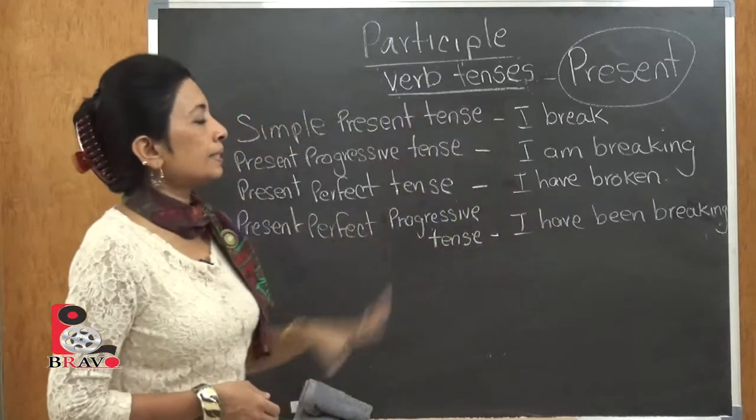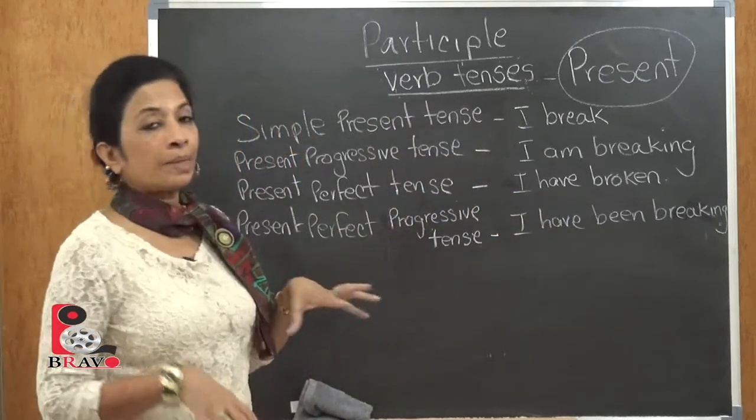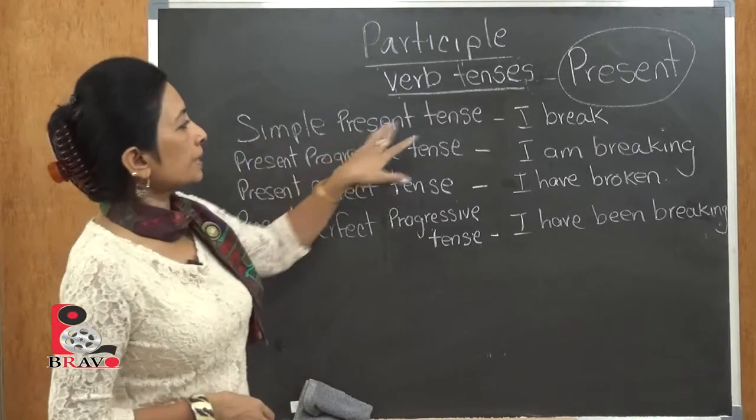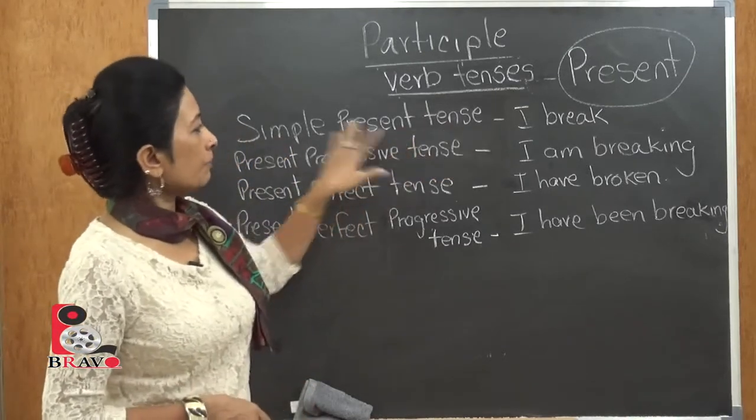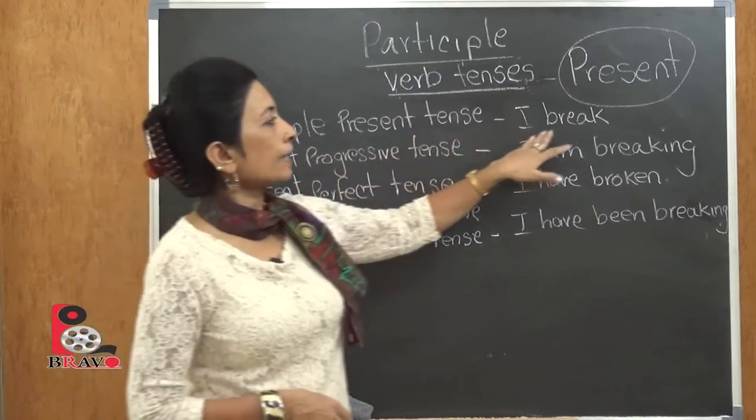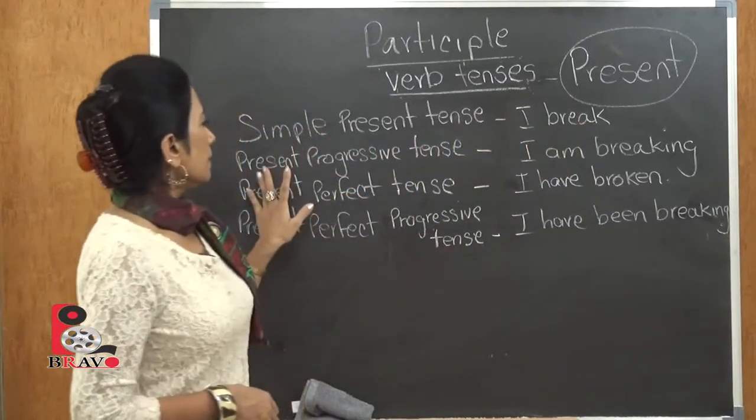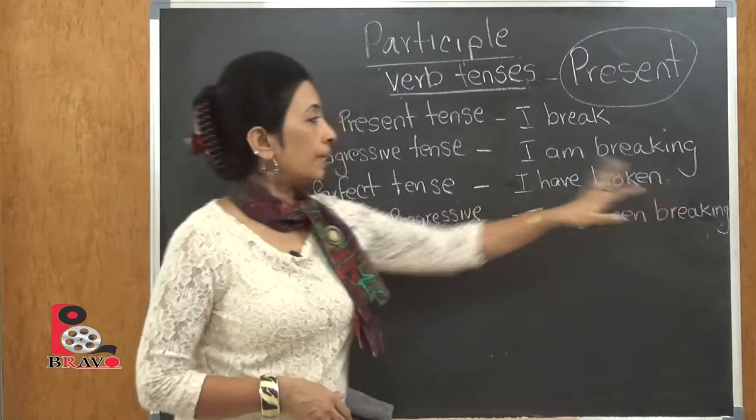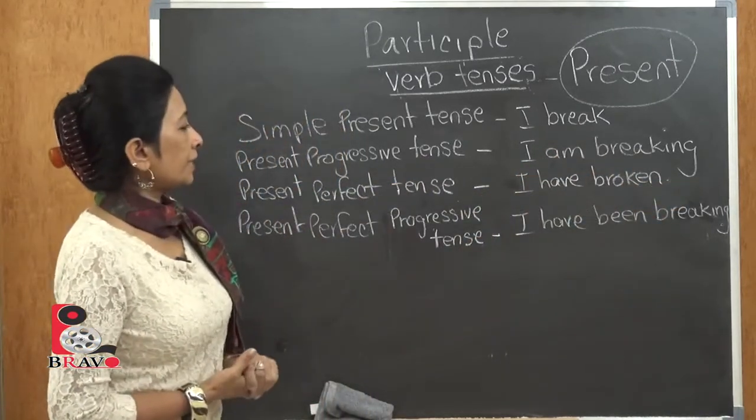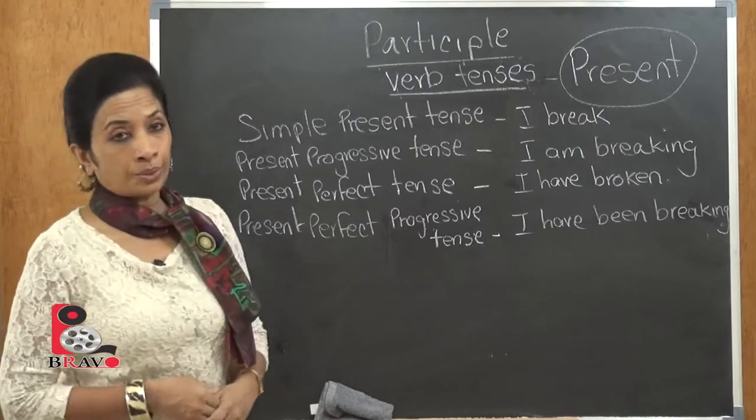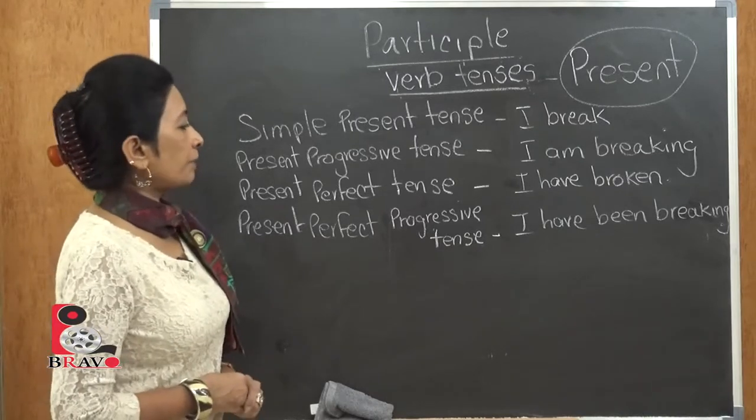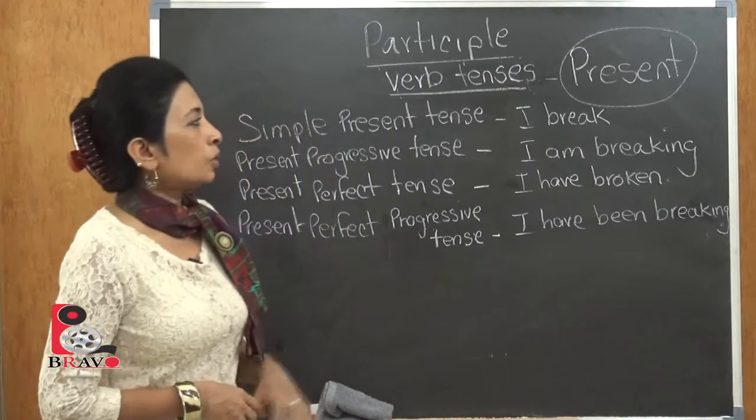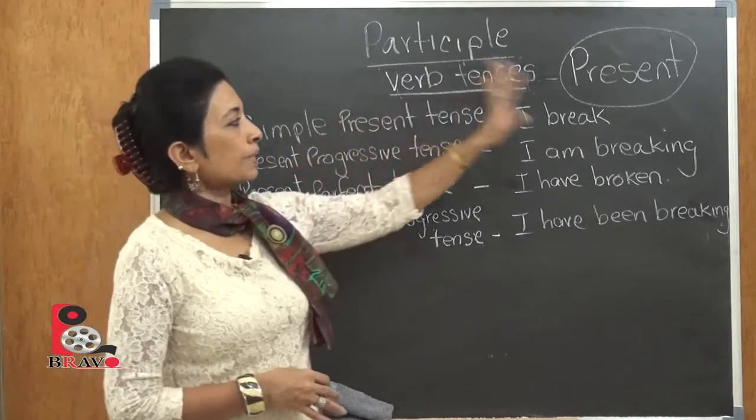Now the same words become the present tense. So it's happening now. Simple present tense, it was past tense before, now it's simple present tense: I break. Present progressive tense, I am breaking. Present perfect tense is I have broken, and present perfect progressive tense, I have been breaking. So broke has become break.